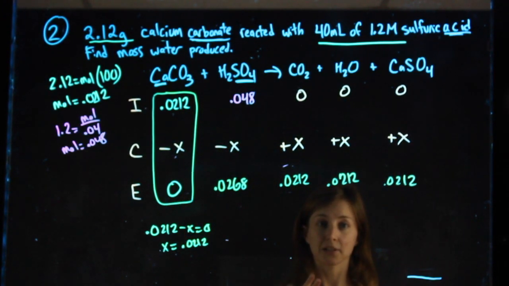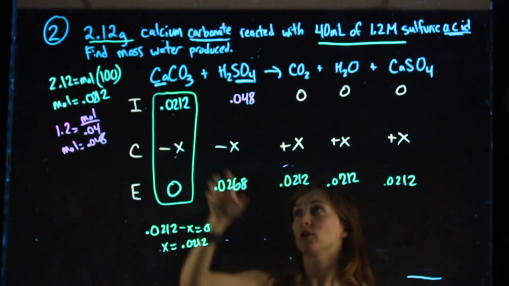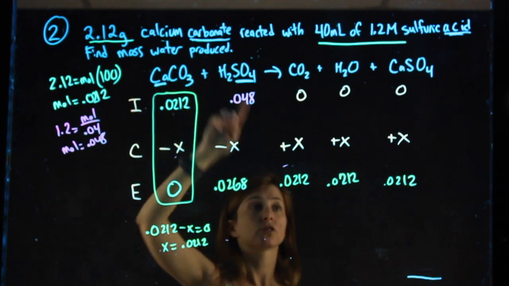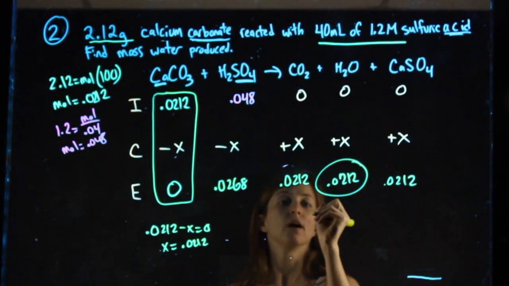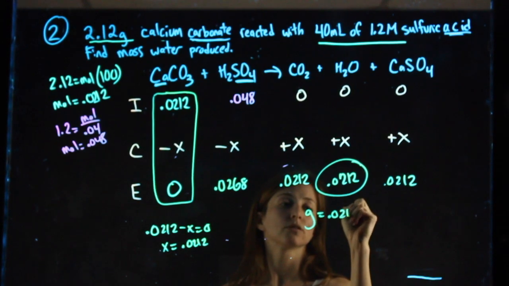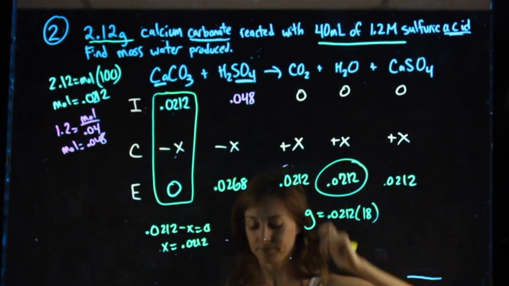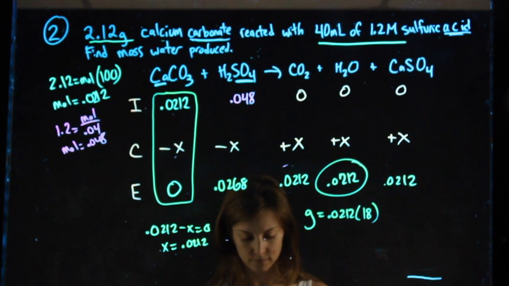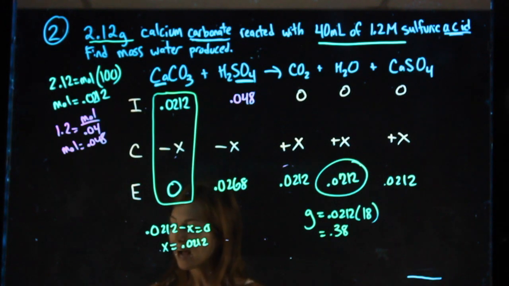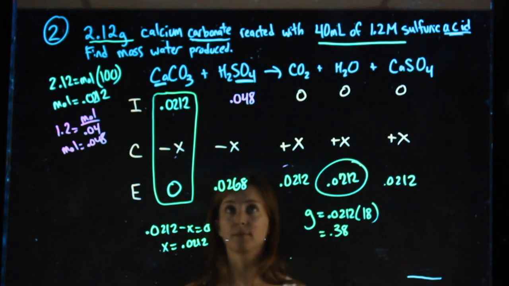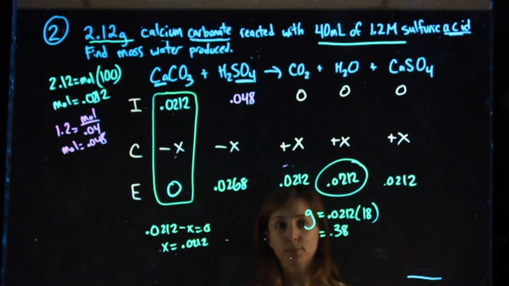Now, depending on what it's asking you for the answer, generally we're going to be getting to grams for our next step. So it wants the mass of water produced. That means I just need to take my moles of water. Grams equals moles times molecular weight. 0.38.